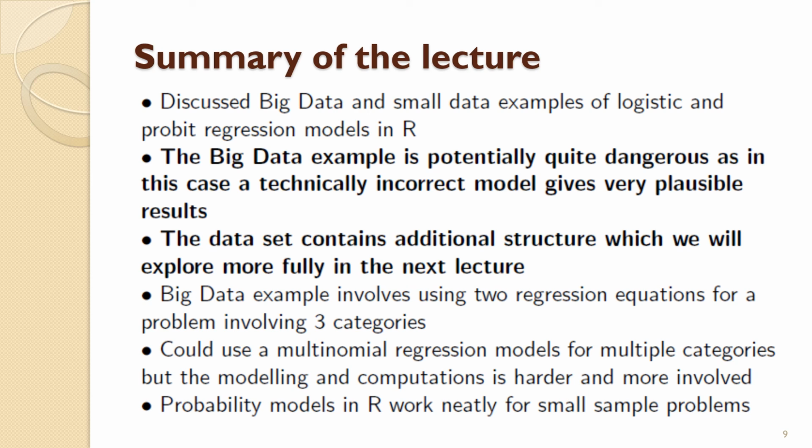For the big data example, we had 3 categories, so 2 regression equations to describe the whole system. You could use a multinomial regression model for multiple categories, but the modelling and computation is harder and more involved, and I don't think there's really much benefit in this case. The second example that we've just gone through with the aircraft component shows that probability models in R work neatly for small sample problems. And with the adjustment we'll show you next week, they also work very nicely for practical industrial problems as well.